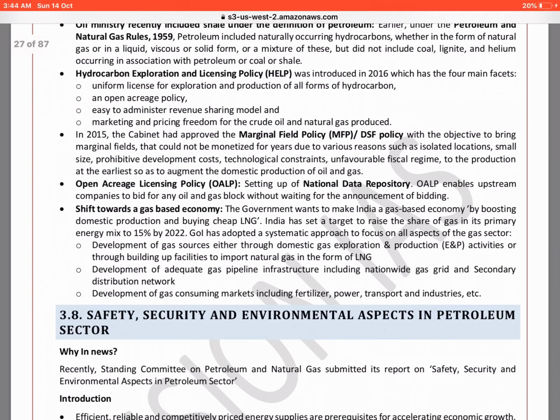Third is easy to administer revenue sharing model, and fourth is marketing and pricing freedom for the crude oil and natural gas. So you know that the oil prices are not market linked.